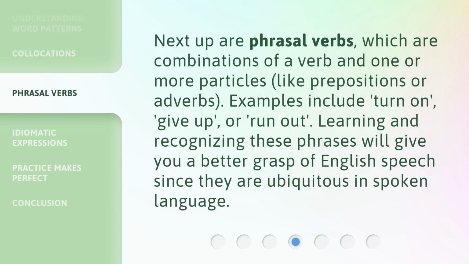Next up are phrasal verbs, which are combinations of a verb and one or more particles, like prepositions or adverbs. Examples include turn on, give up, or run out. Learning and recognizing these phrases will give you a better grasp of English speech since they are ubiquitous in spoken language.